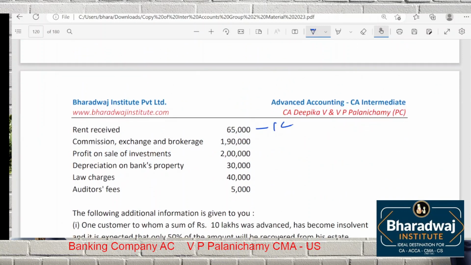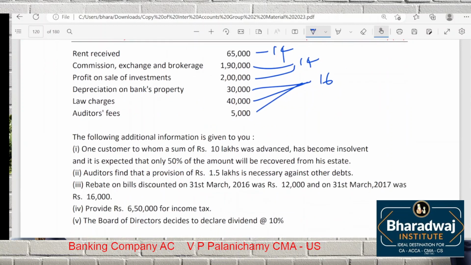Rent receipt will come in 14. Other income. Commission other income 14. Profit on sale of investment other income. Depreciation on bank property, legal charges and audit fees will come in 16. It is similar to the last question, you can try it. You shall pause and try it.